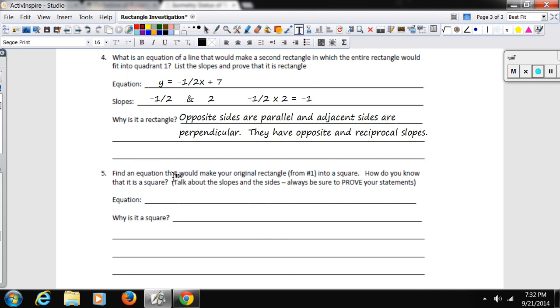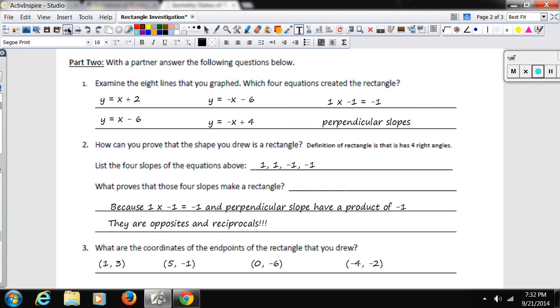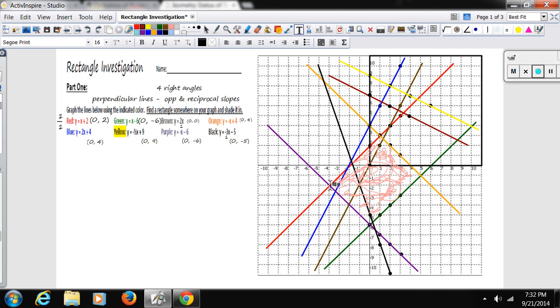Now find an equation that would make your rectangle from number 1 into a square. How do we know that it's a square? Talk about slopes and sides. Be sure to prove your statements. Let's just take a look at our picture again. And this original rectangle is a rectangle. If you were to count the diagonals here, you get 1, 2, 3, 4 diagonals. Here you get 1, 2, 3, 4, 5. So this side is a little longer than this side.